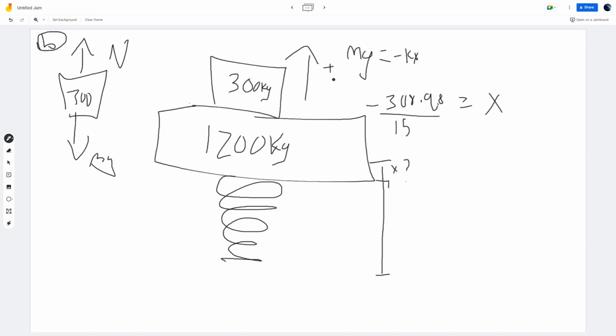I'm a little bit concerned that I did that wrong. Whatever. I think this is correct if I'm not mistaken, because 50 newtons per meter is definitely not a very strong spring.